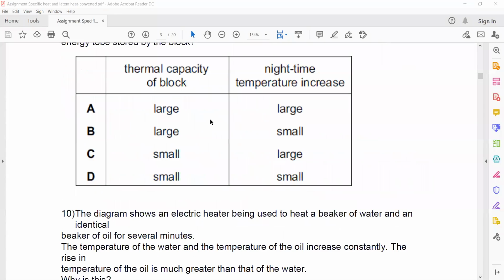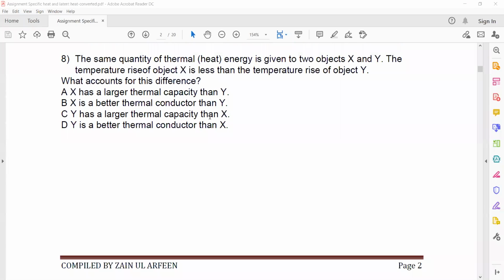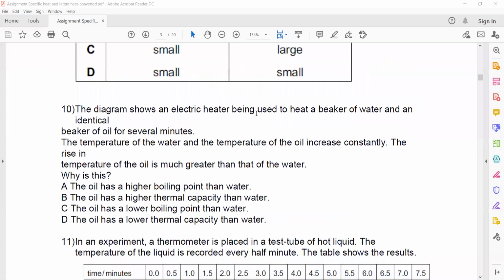In question 8, if an option involves specific heat capacity, then they should mention the mass as well. Without mentioning a mass, you cannot compare the specific heat capacity.